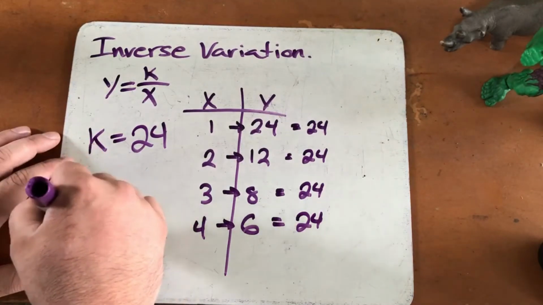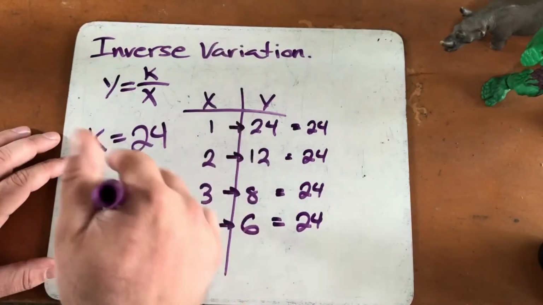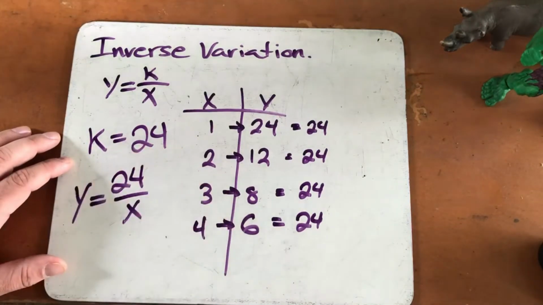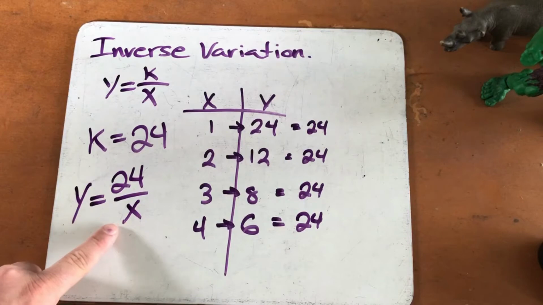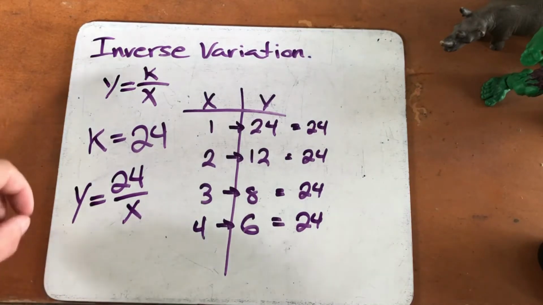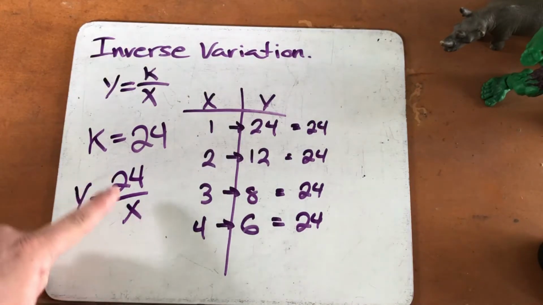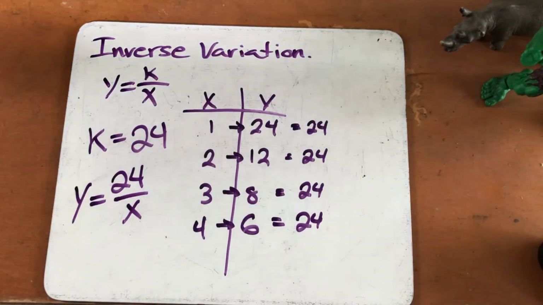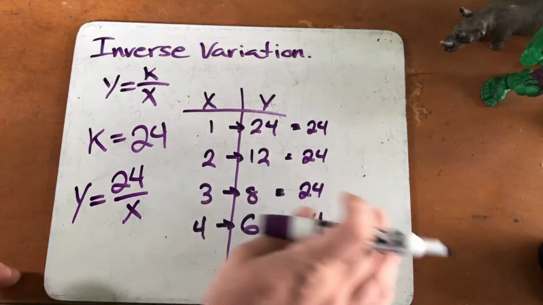So when I write the equation for inverse variation for this particular scenario, my k is 24 and it's over x. So as x gets really, really small, as in closer to 0, y is going to get larger and larger. As x gets bigger and bigger, y will get smaller and smaller. And when we get to the graph part of this, you'll understand what that looks like.